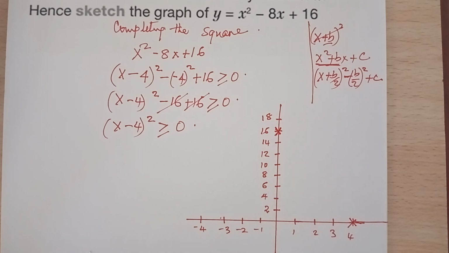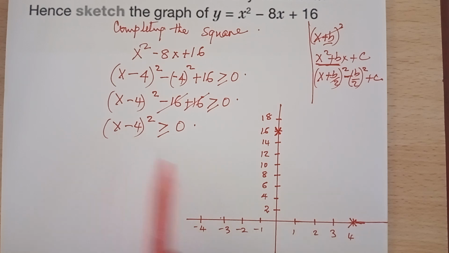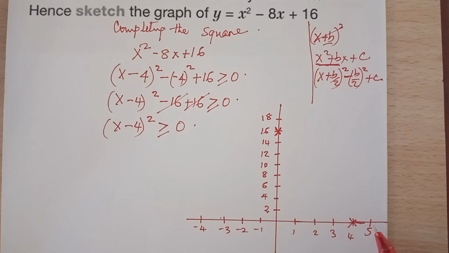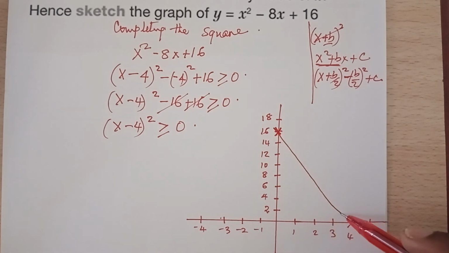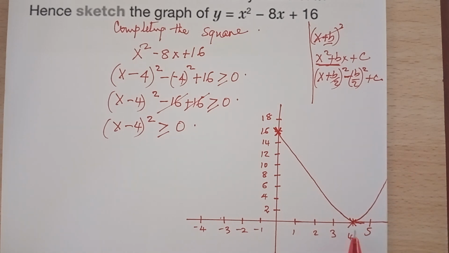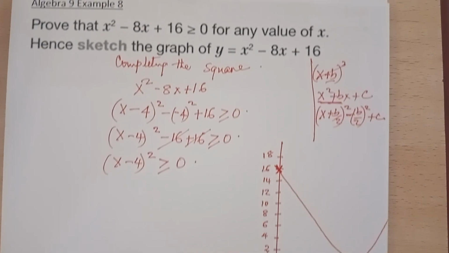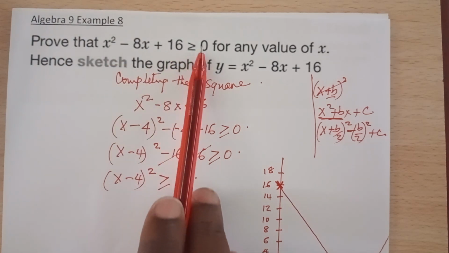If you continue to plot the same kind of graph, when x is 5, 5 minus 4 is 1, and 1 squared is equal to 1. Then our graph starts rising. So the construction of the graph is easily that way. You can see from the graph there are no negative values of y, and that simply proves our statement, that x squared minus 8x plus 16 is greater than or equal to 0.